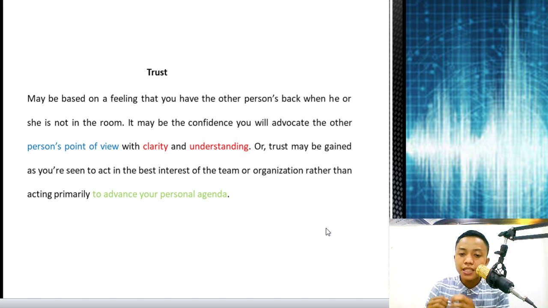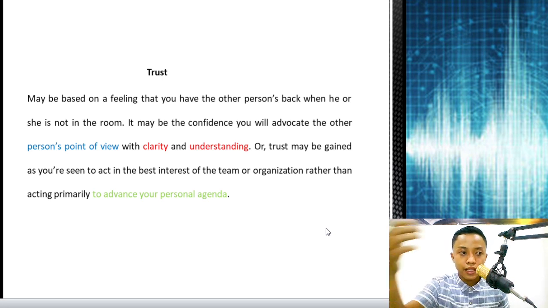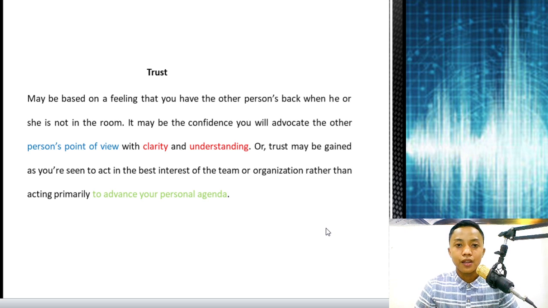Okay. Pag sinabi natin trust, may pananalig po tayo. Kung ano man ang kanilang point of view, with clarity and understanding, hindi lang po para sa atin na makakatanggap tayo ng credit o para tayo ay magiging famous o popular. Hindi po ganon. Kinakailangan po natin ang trust sa bawat isa, lalo na po sa ating mga fellow members. Hindi lang po para sa personal agenda natin. We should let us listen also to the other's point of view.